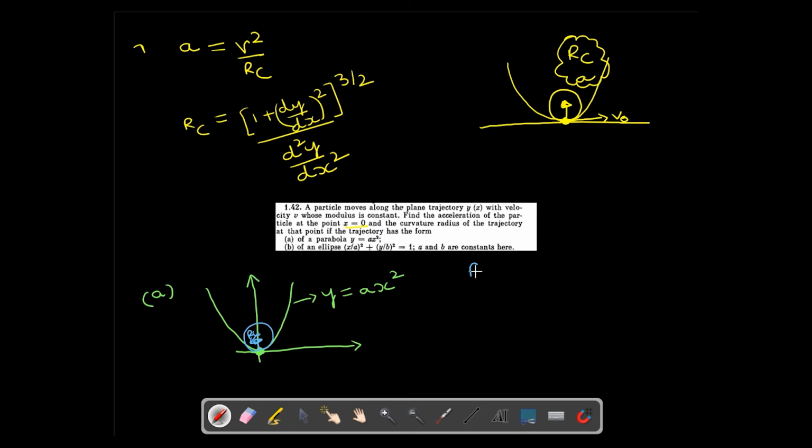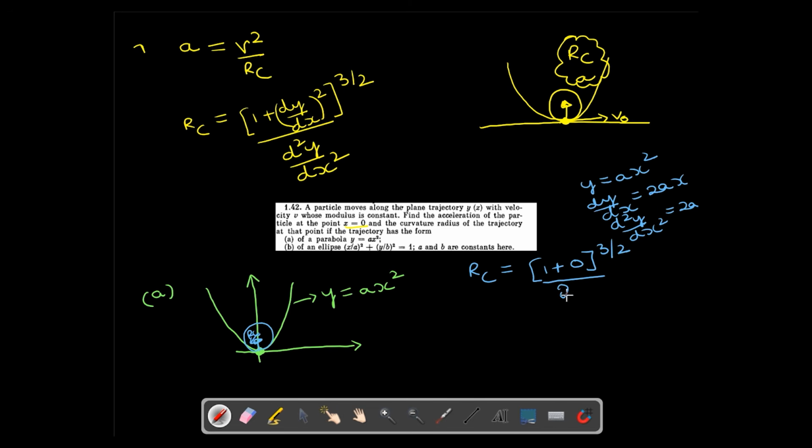Now how to find the radius of curvature? 1 plus dy by dx whole square. So y is equal to ax square. So if you do dy by dx, that is nothing but 2ax. Again if you differentiate, you get d square y by dx square to be 2a. I hope this is clear. So they said at x is equal to 0. So dy by dx at x is equal to 0 is 0. Whole power 3 by 2 is the same. 1 whole power 3 by 2 is 1 only, divided by 2a, that is nothing but d square y by dx square. So now you got the radius of curvature as 1 by 2a.